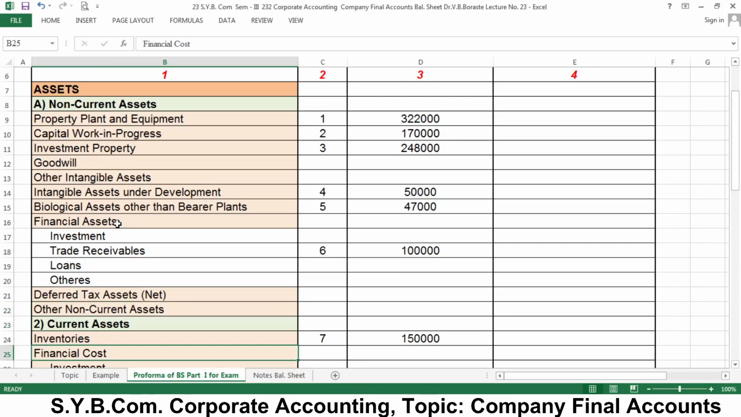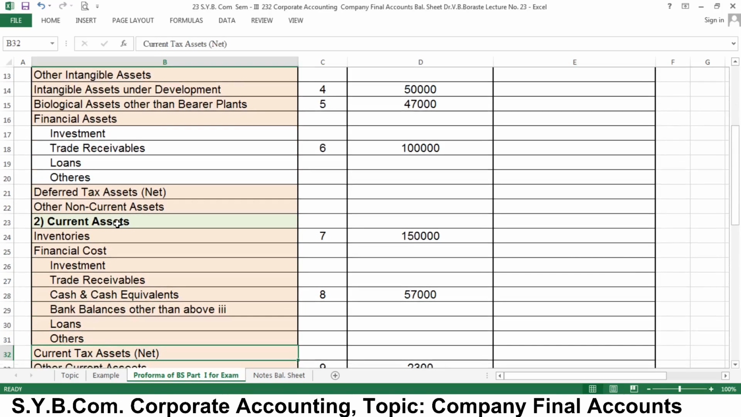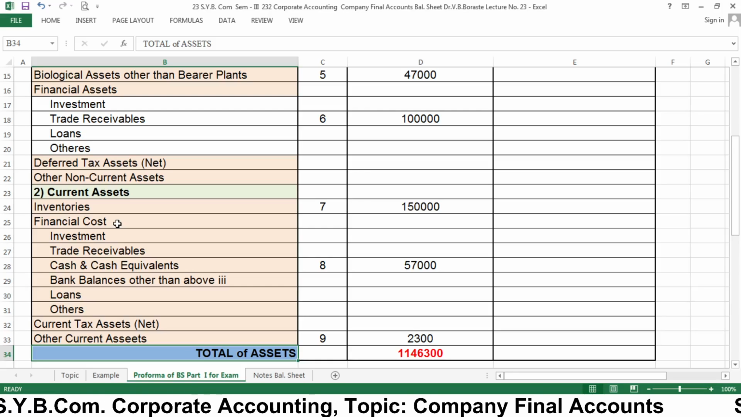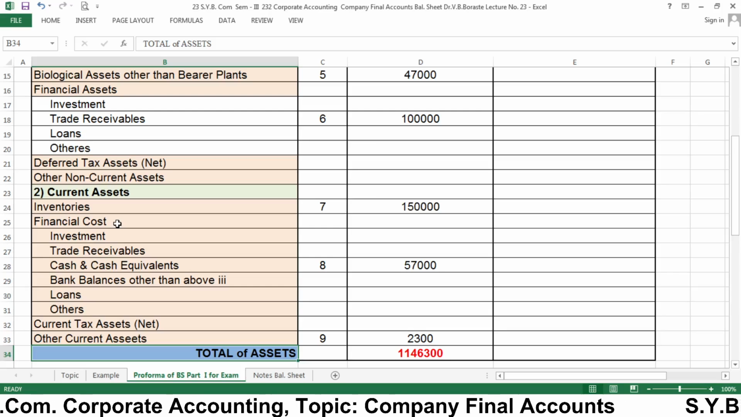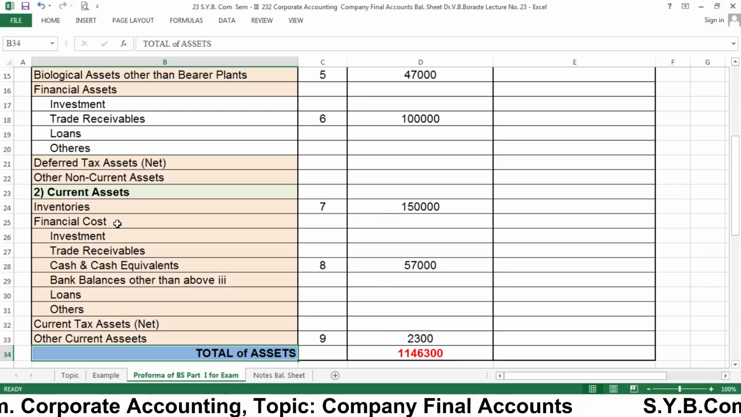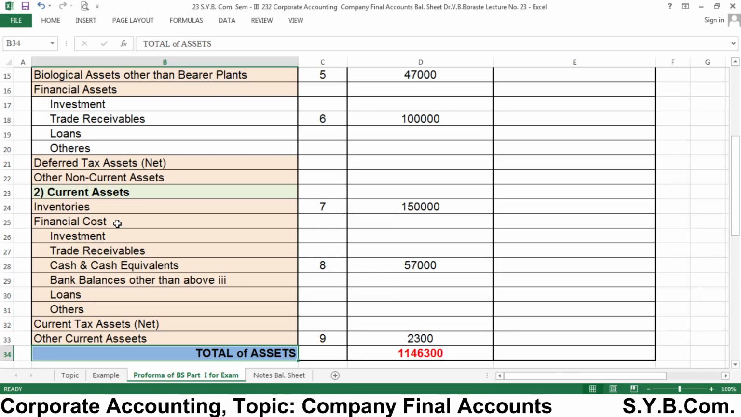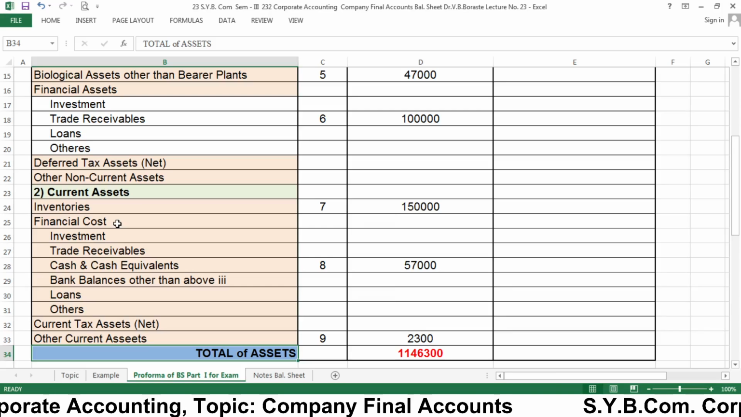Then the second part of assets is current assets, where we have to subcategorize as inventories, financial assets, current tax assets and other current assets, while financial assets are again subcategorized as investments, trade receivables, cash and cash equivalents, bank balance other than the above, and loans and others. So this is the asset side.